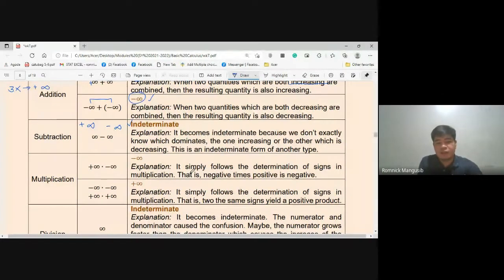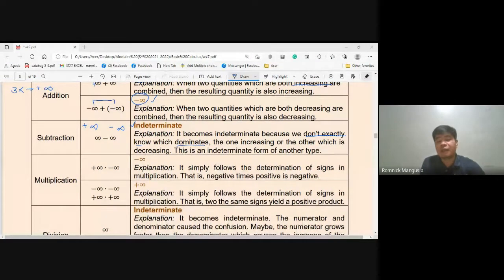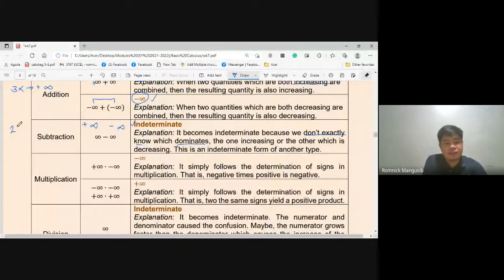Okay, I place an explanation here. It becomes indeterminate because we don't exactly know which dominates. Ang ibig sabihin nito, alin sa dalawa ang mas mabilis mag-increase? Alin sa dalawa ang mas mabilis mag-decrease? So kung halimbawa you have 2x and you have 3x, sino sa dalawa ang mas mabilis mag-increase?